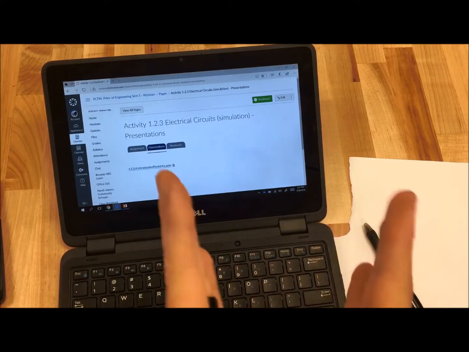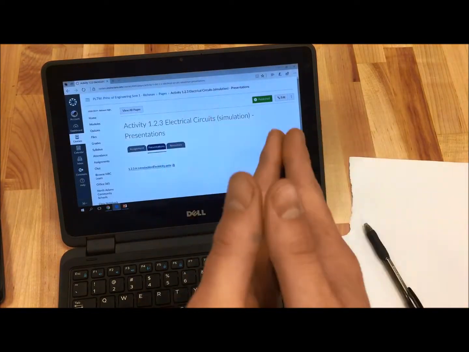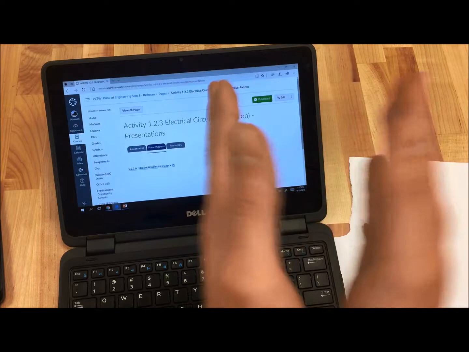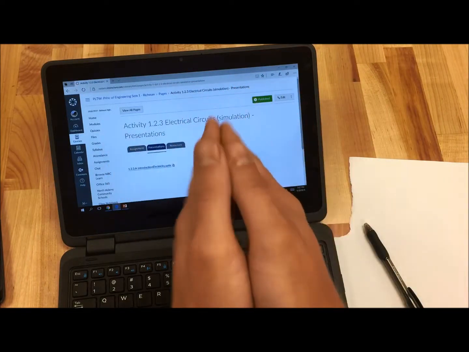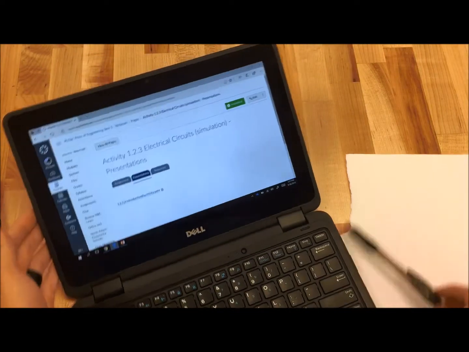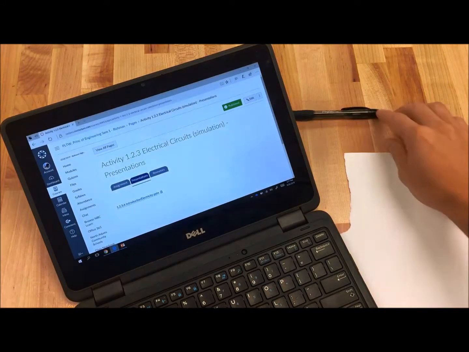Baby shark doo doo doo doo doo, baby shark doo doo doo doo doo, baby shark doo doo doo doo doo, baby shark. Just kidding, we're not going to do that. We are going to move on. Just kidding. Principles of engineering.